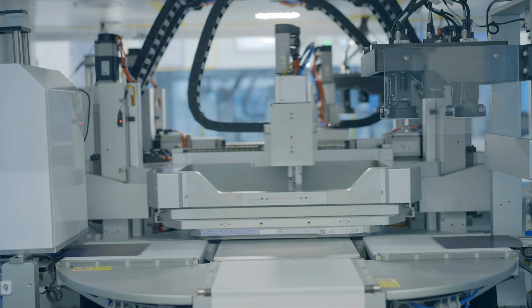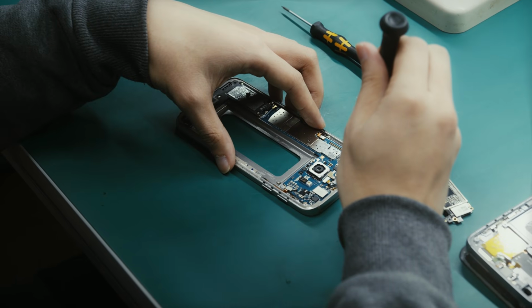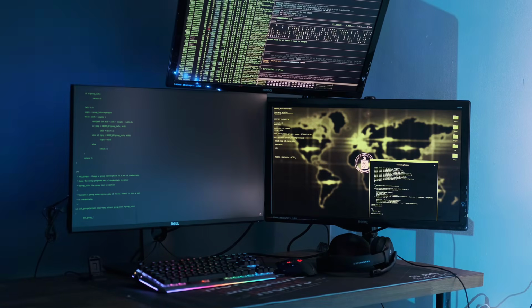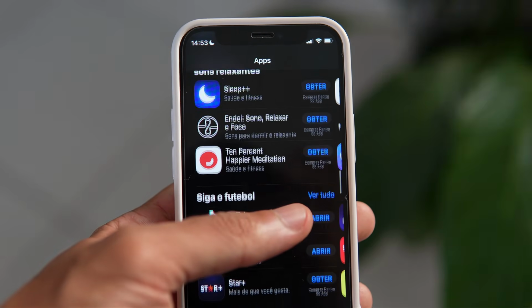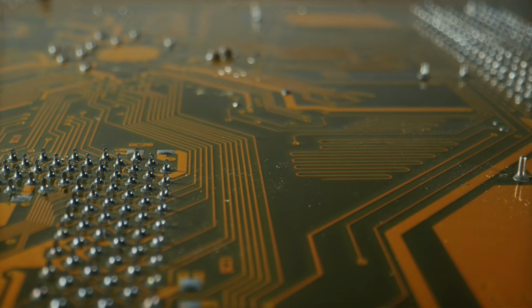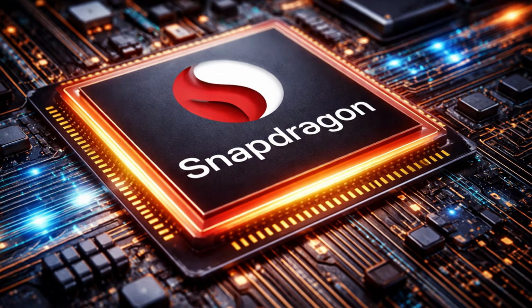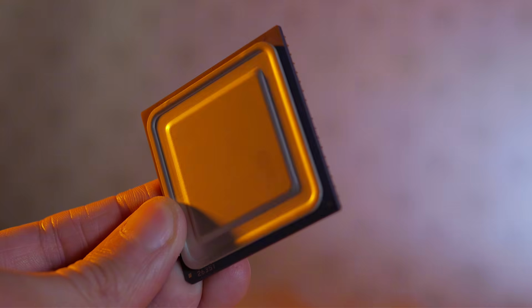To understand why, we need to go back to how modern smartphones are actually built. Because they're not one computer, they're multiple computers stacked inside a single piece of glass and aluminum. Most people know about the application processor. That's the main chip running your OS. The Snapdragon, the A-series chip, whatever powers your device.